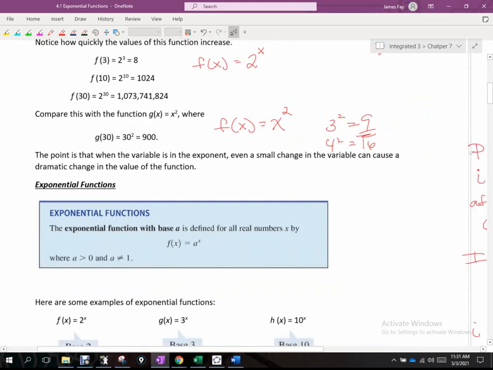You see here it says the point is that when the variable is in the exponent, even a small change in the variable can result in a very dramatic change in the value of the function, or the output, or the y value. Okay, a small change in the x value can create a very dramatic change in the y value.